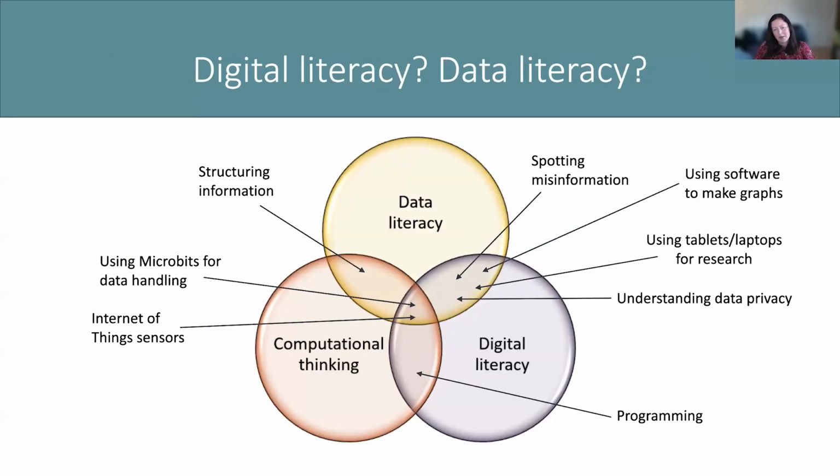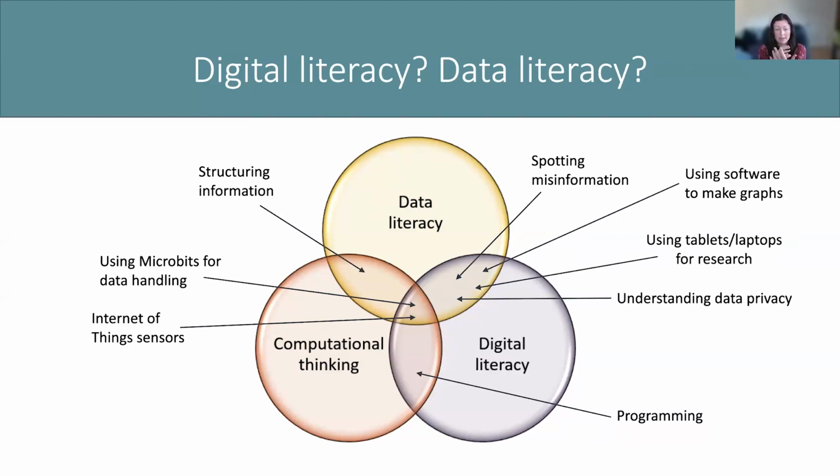Now, I made this Venn diagram because sometimes the teachers that we've worked with are not quite sure how data literacy is a term, how that might fit with digital literacy, which is maybe a more familiar term for some of the teachers that we've worked with. And computational thinking, I expect if you come to Raspberry Pi seminars, that's something you already know quite a lot about, but how does that fit with data literacy?